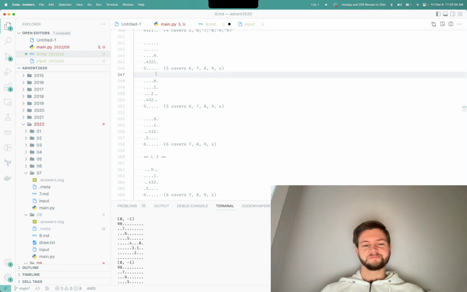In my opinion, this is not a great puzzle. It's horrible. It's badly explained. It's inconsistent with the input. Like, this is bad. I'm not surprised that we didn't get this yesterday. Even now, looking at this, I'm not 100% sure how to solve this.